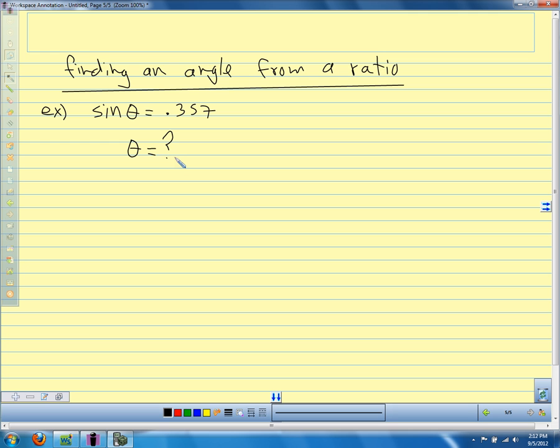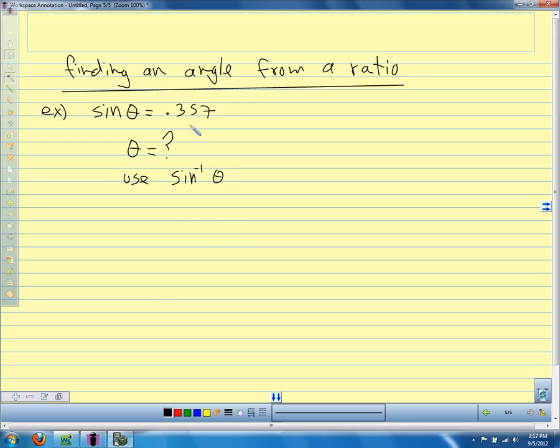Do we remember how to figure out an angle if we know the sine of the angle on our calculator? Remember what to do? We have the ratio. This is the ratio. We want the angle. Inverse sine. To find the angle, if we know the ratio, we use inverse sine. On the calculator, it's sine minus 1.